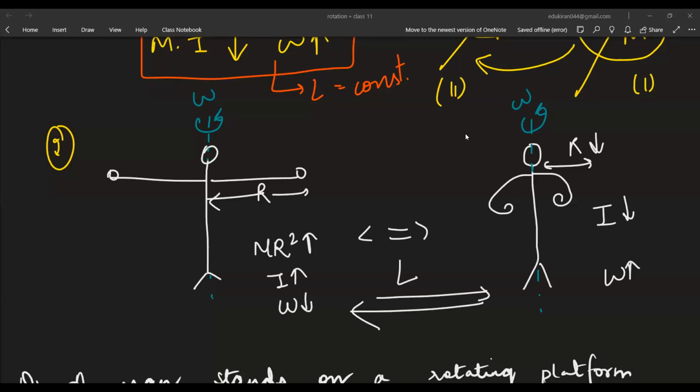Clear? Yes, ma'am. What about other students? Any doubts? Clear? Yes, clear, ma'am. Okay. Ali, what about you? Yes, ma'am, it is clear.